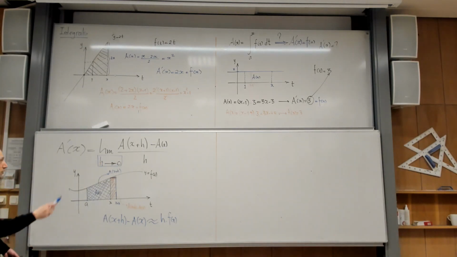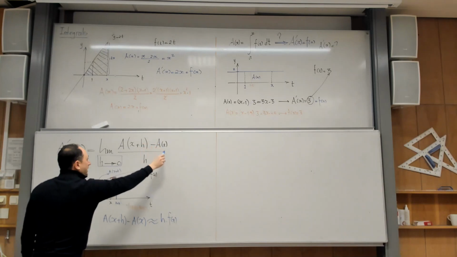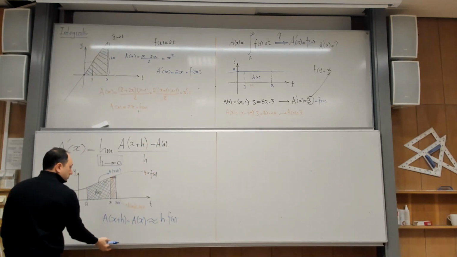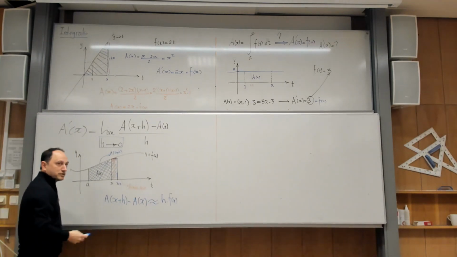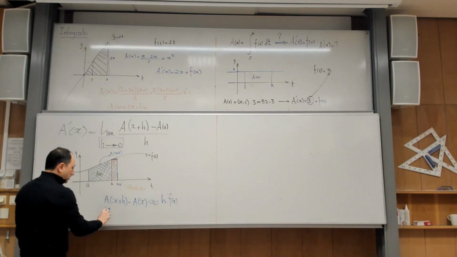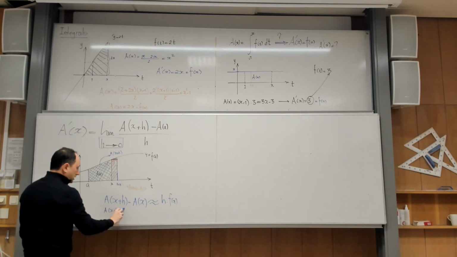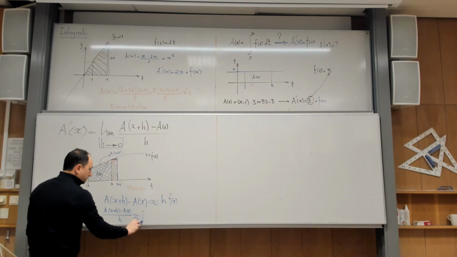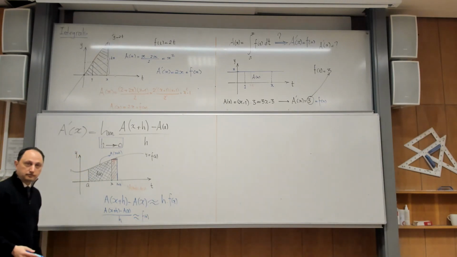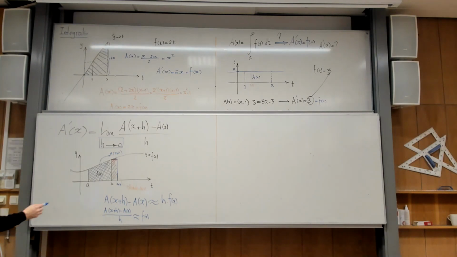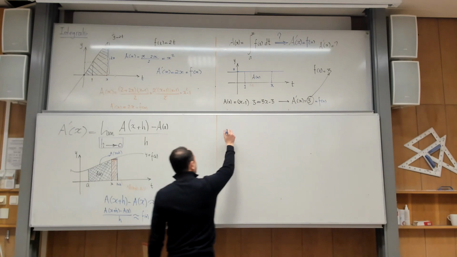Now remember you want this fraction, so I have to divide everything by h to get an approximate value here. So A of x plus h minus A of x, divided by h, is approximately f of x. And then when I take the limit, in the limit it becomes equality.